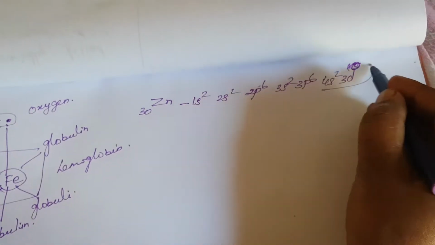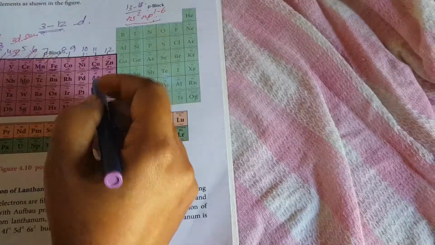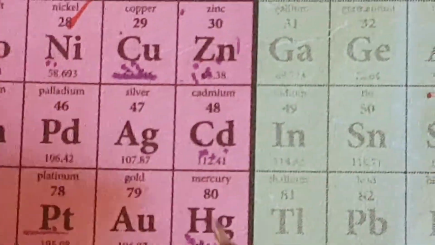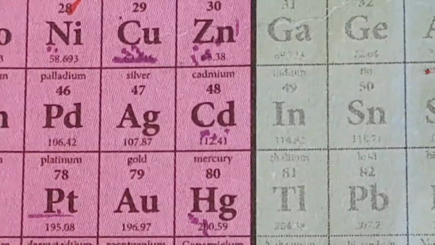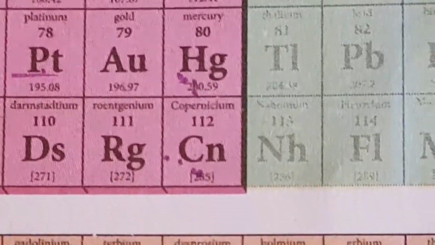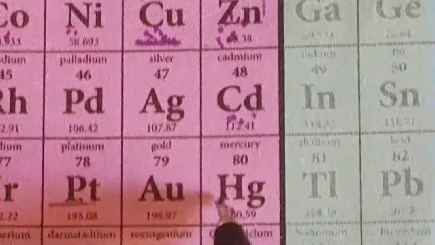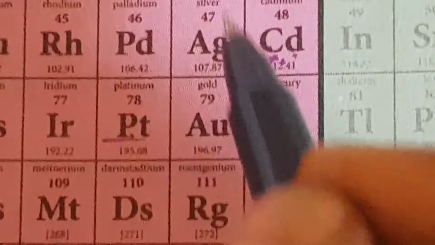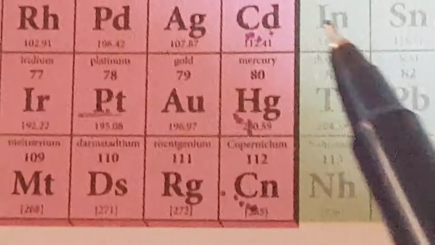The outermost shells are completely filled. For zinc, cadmium, mercury and copernicium, all the outermost shells are completely filled. But why do they come under the d block elements? Because these elements have properties similar to the d block elements, and the d orbitals are completely filled.